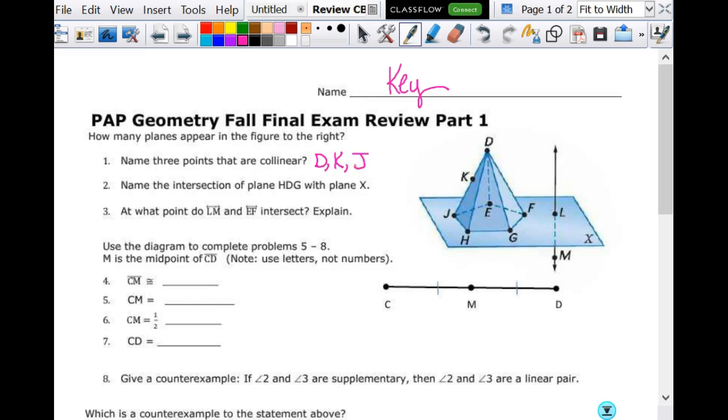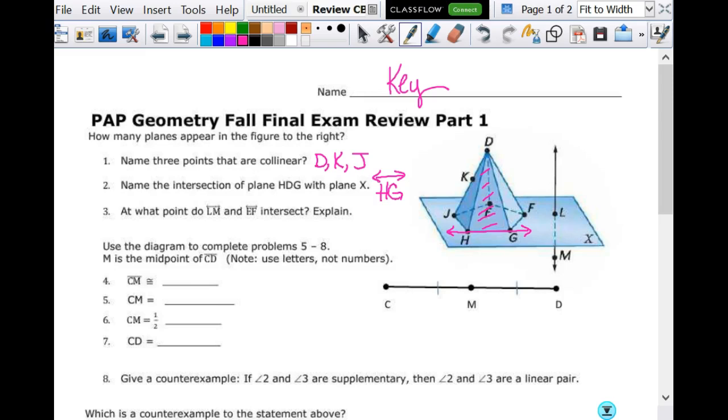Number 2, name the intersection of plane HDG with plane X. So if 2 planes are going to intersect, they intersect at exactly 1 line. So I know my answer has to be a line. Plane HDG is this plane right here. Plane X is the bottom, or the parallelogram looking thing that you see. So their intersection would be this line right here. So my answer is line HG.